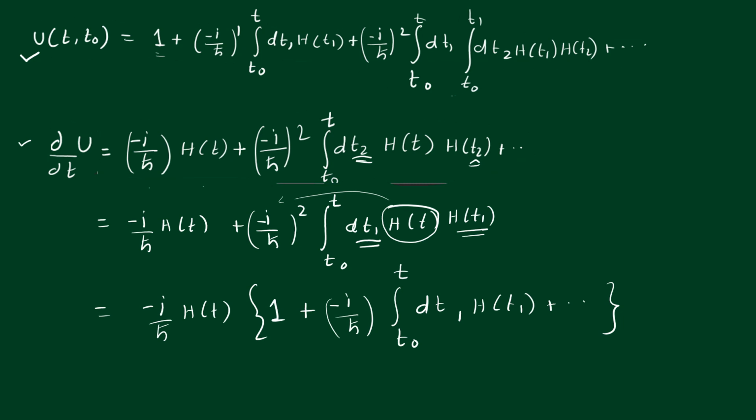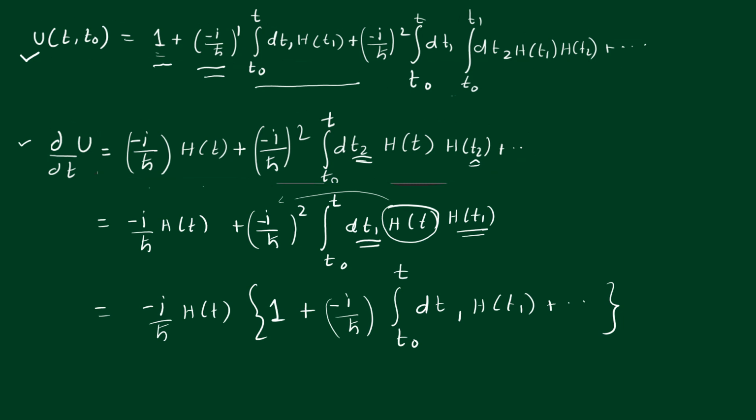Okay, so you see that whatever is in the bracket is exactly the first few terms of this power series expansion. Actually, it's the first two terms of this power series expansion. The identity operator plus minus i by h bar integral t0 to t dt1 h of t1. All right, we can actually show that the same follows for the other terms, if you go through the same procedure.